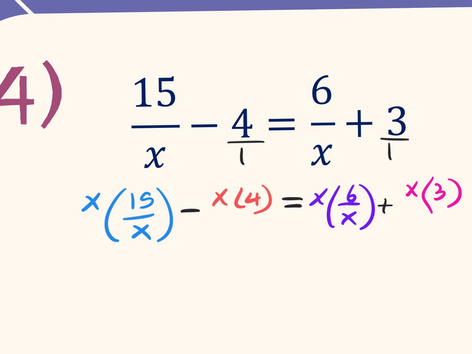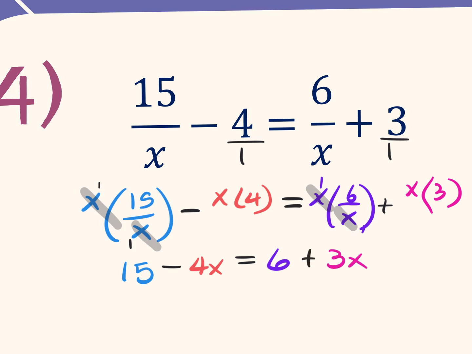So again, on the first one, the x's are going to cancel. And I'm left with just 1s. So the first term is just 15. The next term is going to be 4x. Then the equal sign. The purple, the x's cancel. So I'm just left with the 6. Then the pink, just multiply, nothing to cancel.